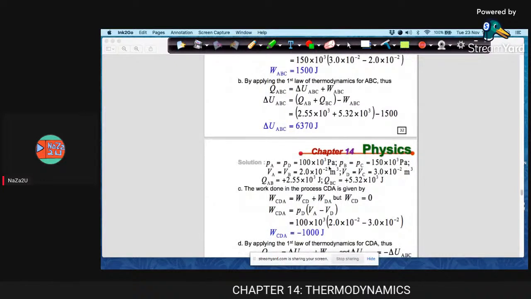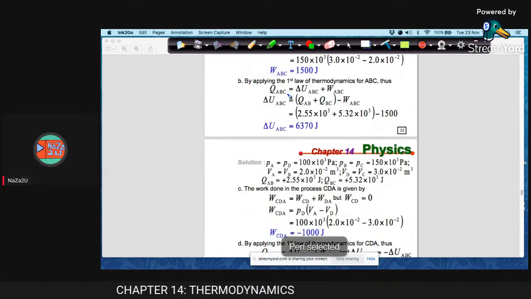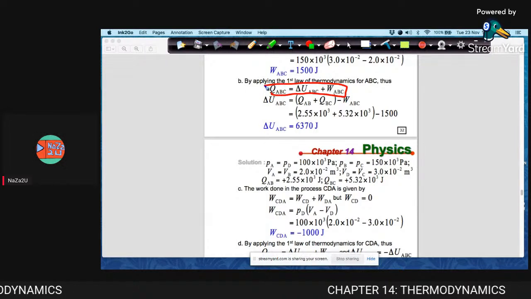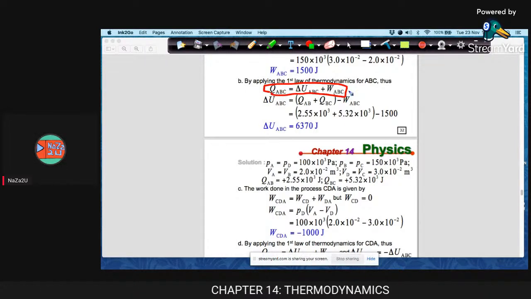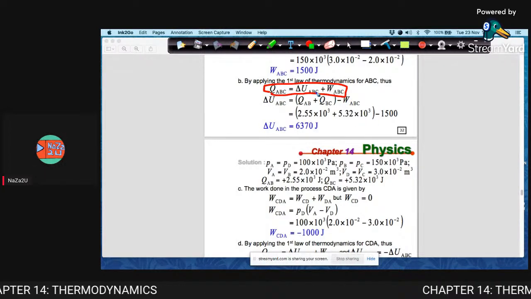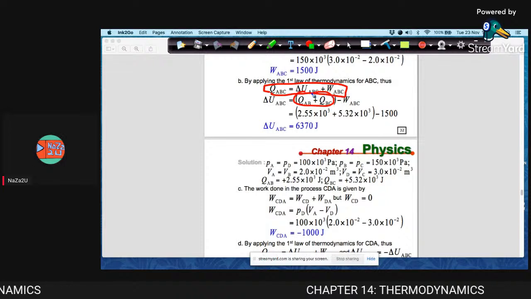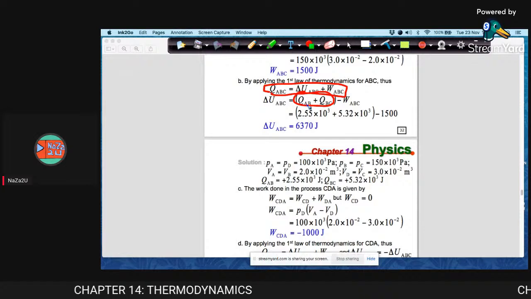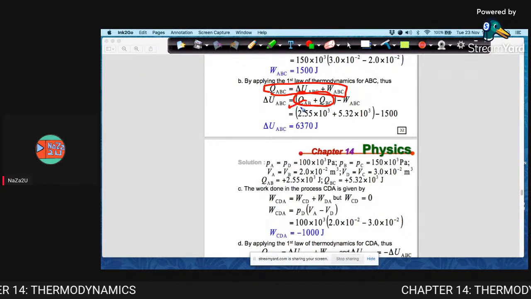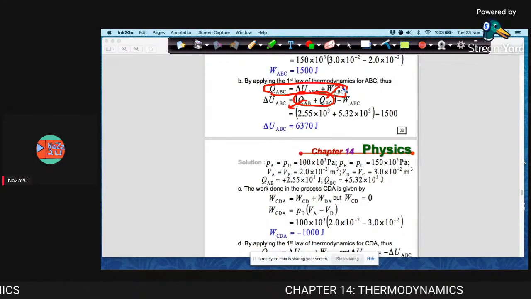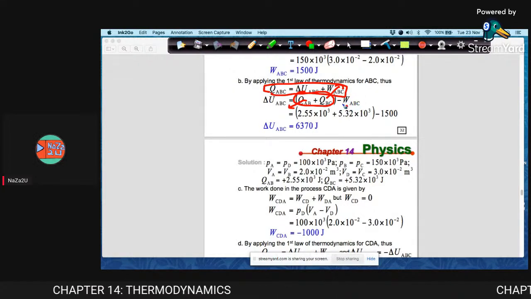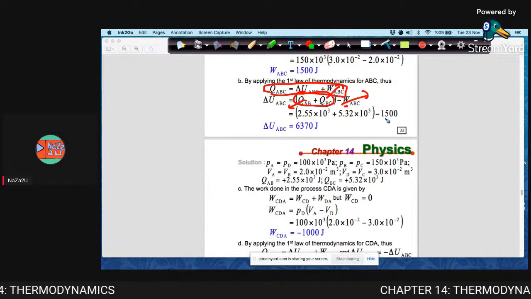Apa yang diberi kat sini, first dia kata kita kena cari dulu yang first law thermodynamic untuk yang ABC. Ini keseluruhan. First law kita pakai from A to B to C. Jadi untuk cari delta U ABC, so inilah yang kita ada kan, iaitu untuk cari U ABC, Q masa AB, Q masa BC, ini diberi dalam soalan. Right? Lepas tu, yang minus W ABC ni kita dah kira tadi kan, work done ABC. So, masukkan nilai, so kita dapat.